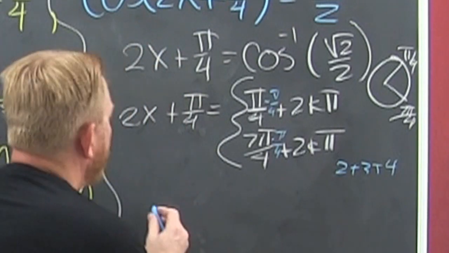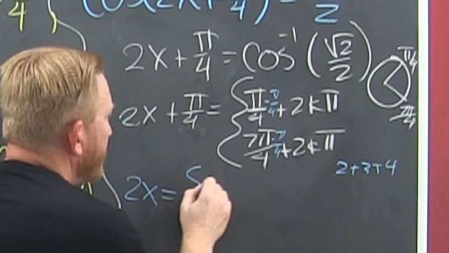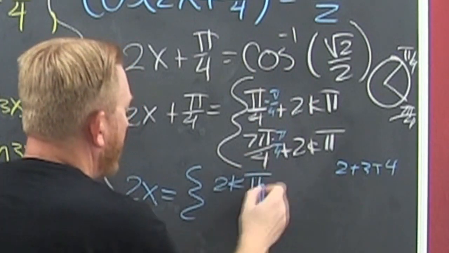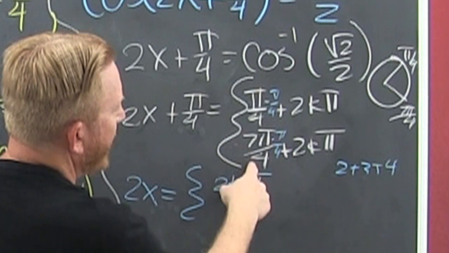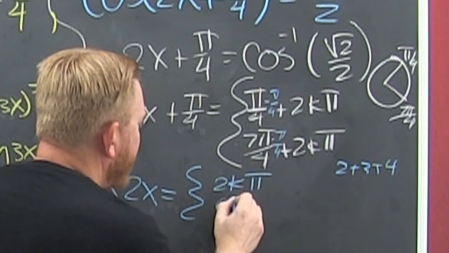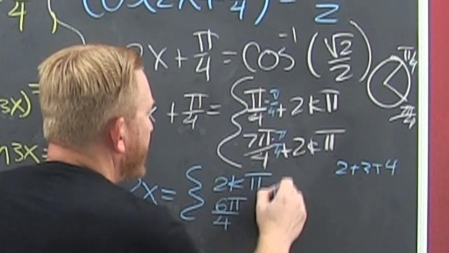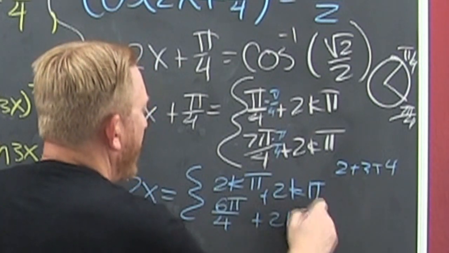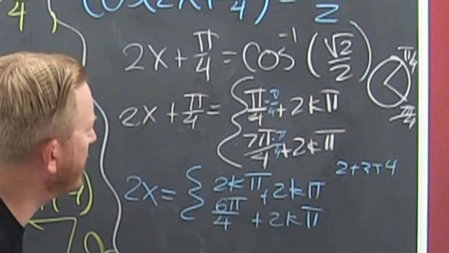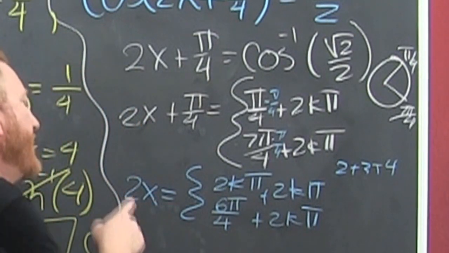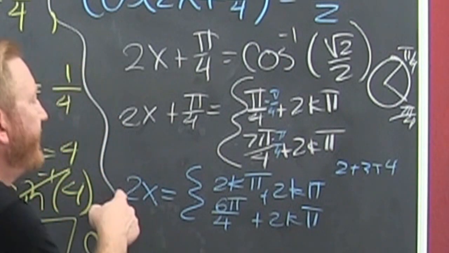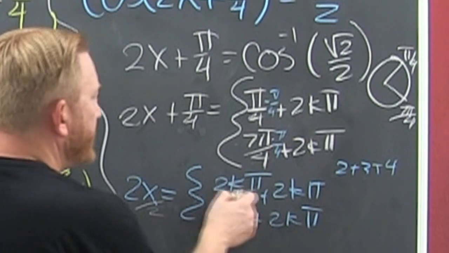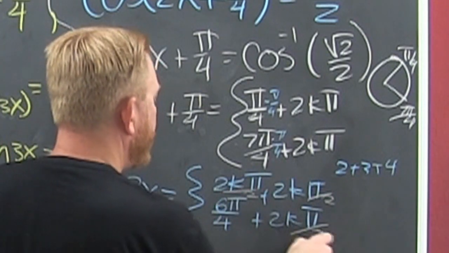All right, so 2x is equal to, wait for it, pi over 4 minus pi over 4, which is just 2k pi. And then 7 pi over 4 minus pi over 4 is 6 pi over 4 plus 2k pi. Now I'm going to divide everything by 2. And when I say everything, I mean everything. So that by 2, that by 2, that by 2.